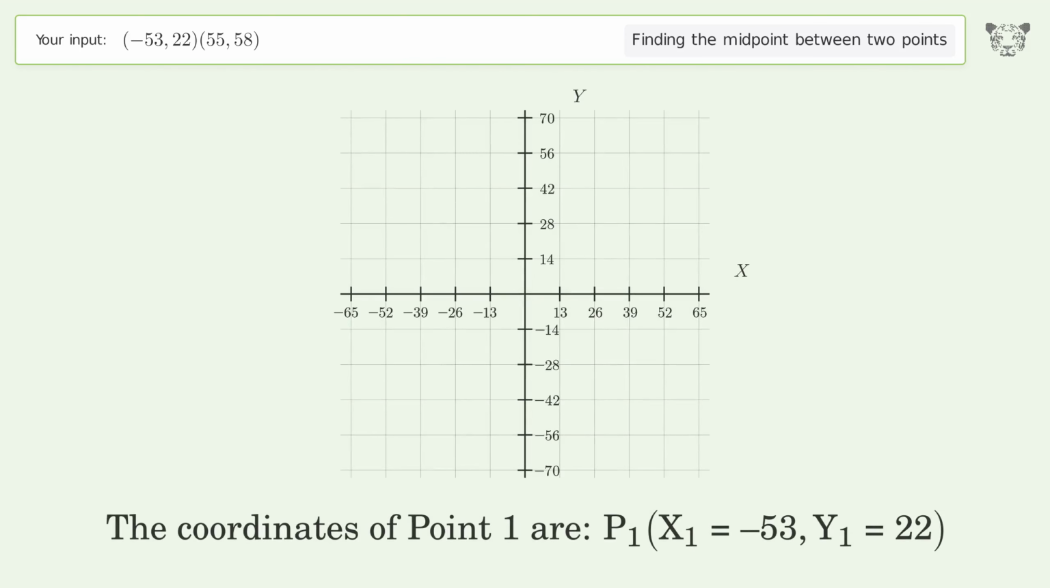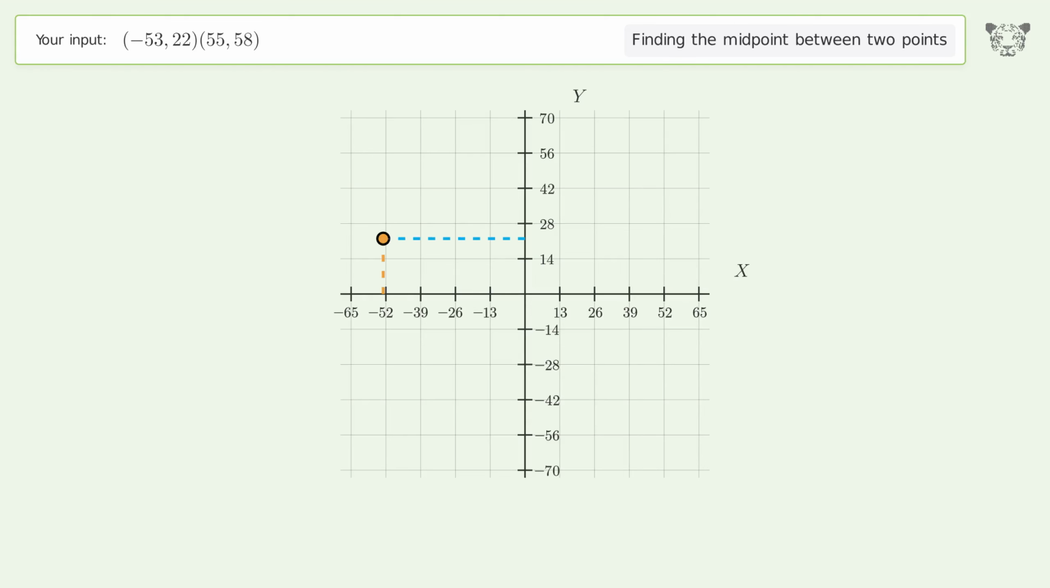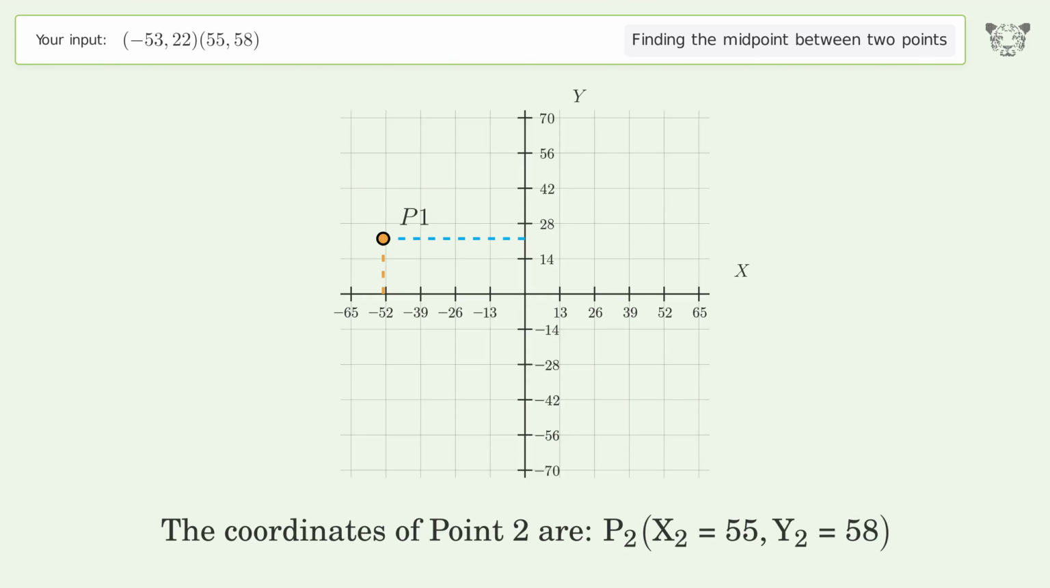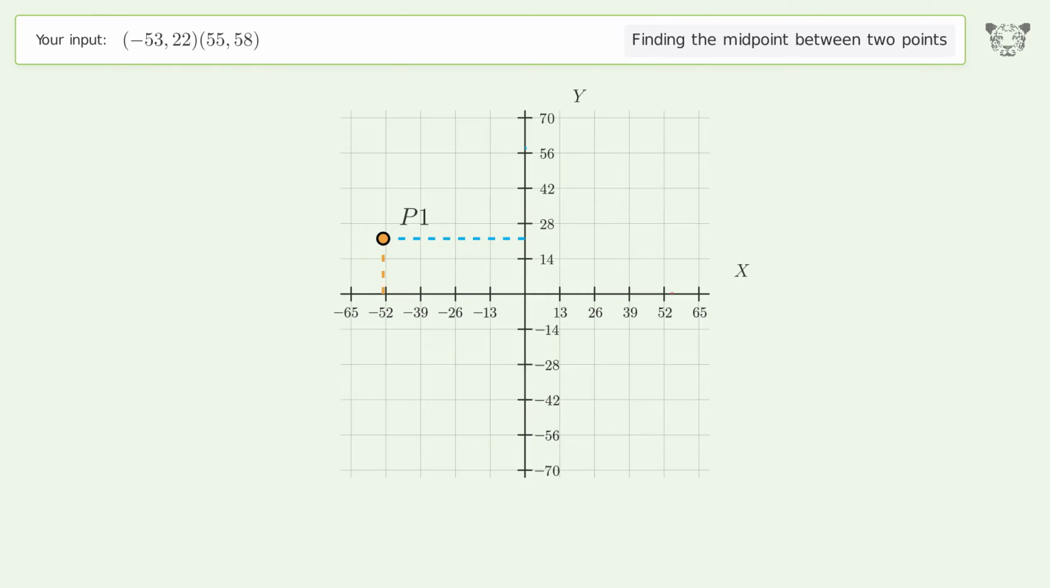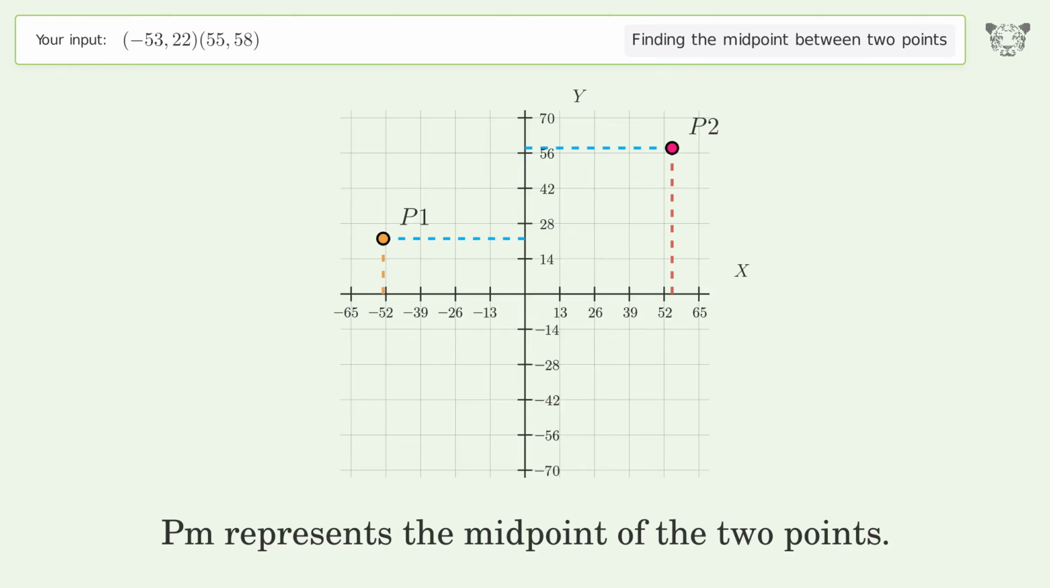The coordinates of point 1 are x1 equals -53, y1 equals 22. The coordinates of point 2 are x2 equals 55, y2 equals 58. PM represents the midpoint of the 2 points.